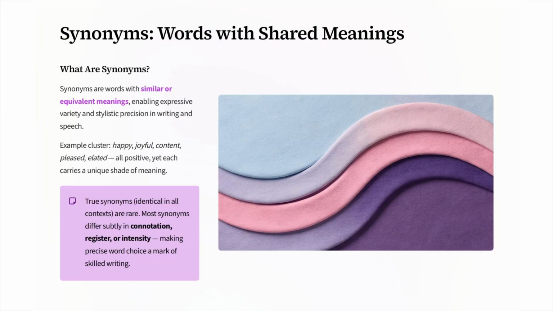Synonyms are words with similar or closely related meanings. They give language variety, precision, and stylistic flexibility. The presentation gives a useful cluster: happy, joyful, content, pleased, and elated. All of these words express a positive emotional state, but they are not completely identical. Each one has its own shade of meaning, degree of intensity, or stylistic nuance. This is why true synonyms are actually very rare. In most cases, words overlap in meaning, but they differ slightly in connotation, register, emotional force, or context of use.